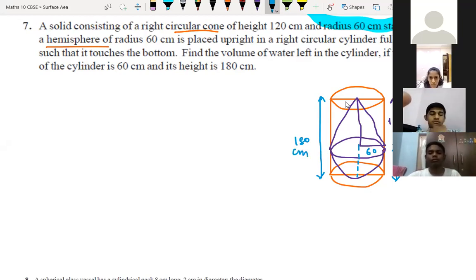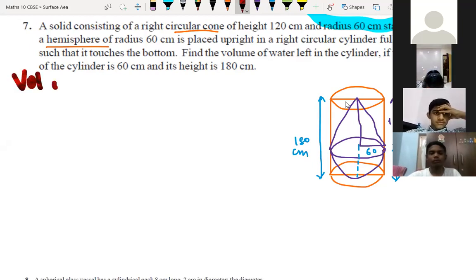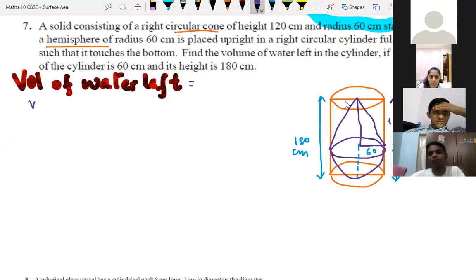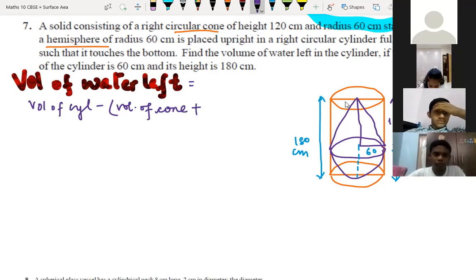The volume of cylinder minus the volume of cone plus volume of hemisphere. So what we have to write here? Volume of water left is equal to volume of cylinder minus, in bracket, volume of cone plus volume of hemisphere. Is it clear to everyone?